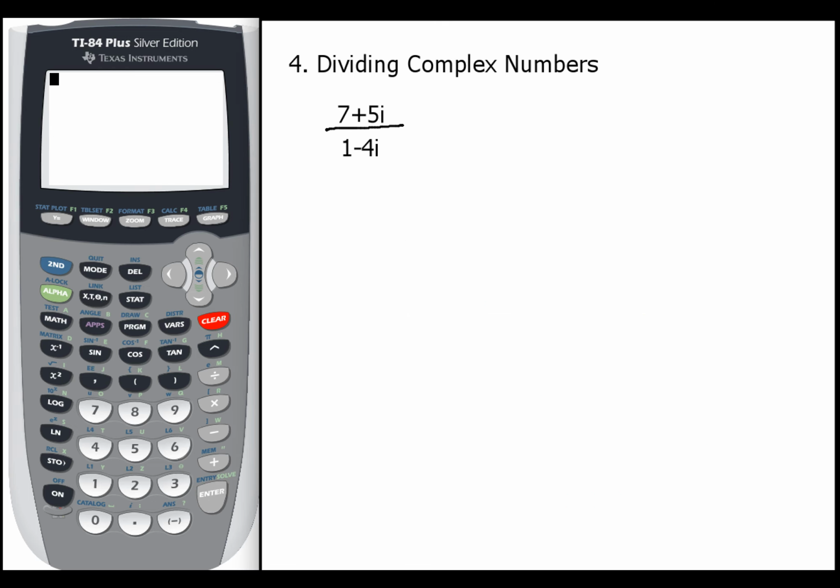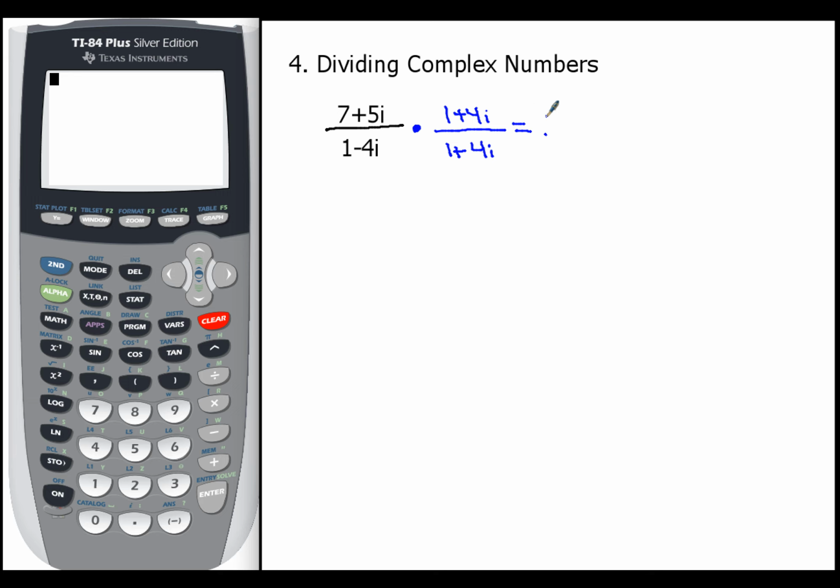All right. Now for this next one, when we're dividing complex numbers, what you're going to need to do is look at the denominator. In the denominator, we've got 1 minus 4i. So what we're going to do is multiply the numerator and the denominator by whatever the conjugate of the denominator is. So you guys know how to do that by now. The conjugate of 1 minus 4i is 1 plus 4i. So that's going to go there. Now, when you go ahead and multiply that, just take your time.